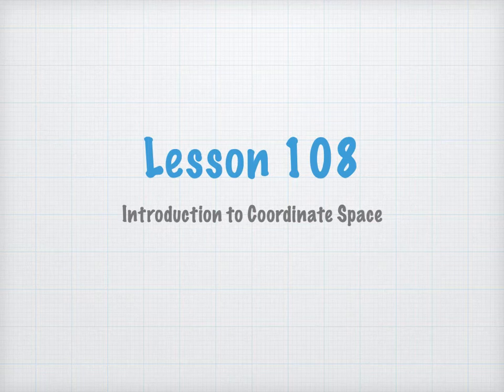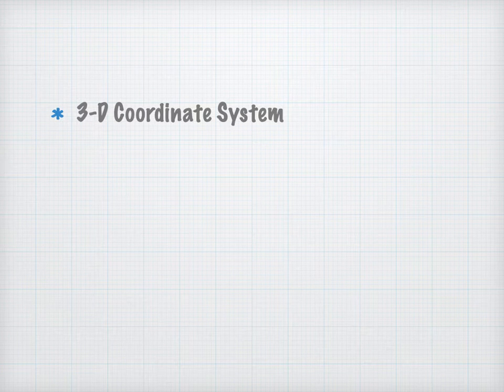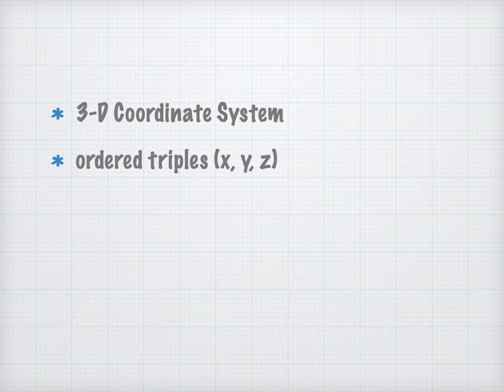Well, welcome to geometry, and we're looking at lesson 108, an introduction to coordinate space. This is space as opposed to plane. On a coordinate plane, you only have two dimensions, but in a coordinate space, you have three coordinates, a 3D coordinate system. So we are moving into three dimensions. And that means that you're going to have an ordered triple. An ordered triple means we have X, Y, and Z numbers.